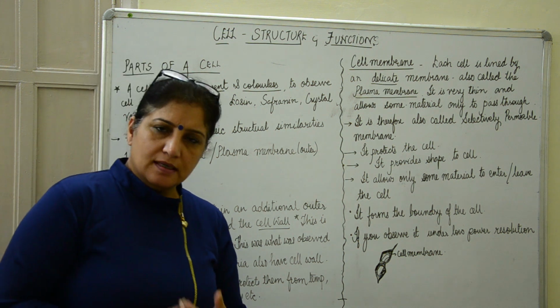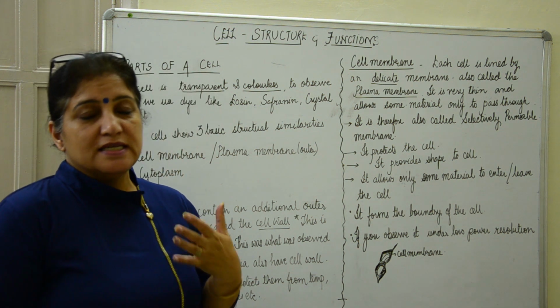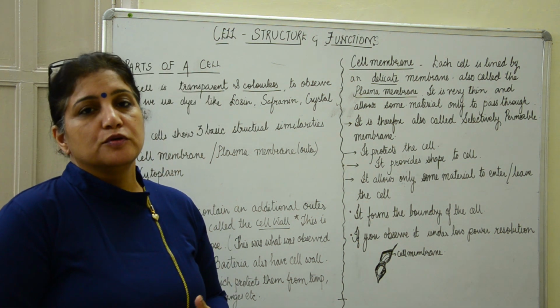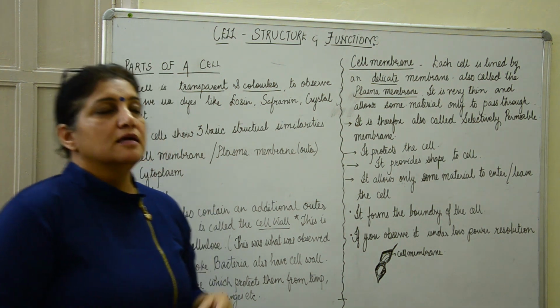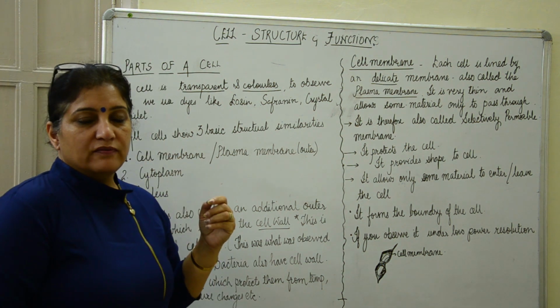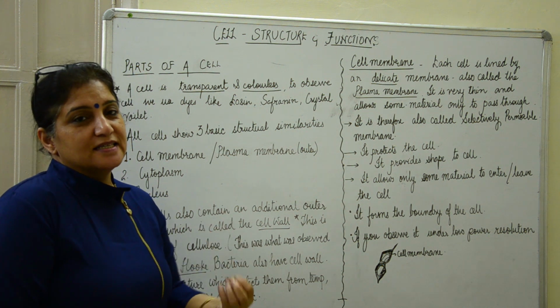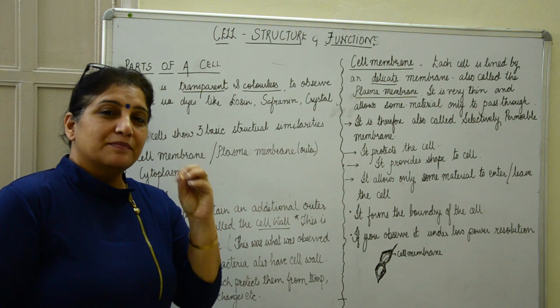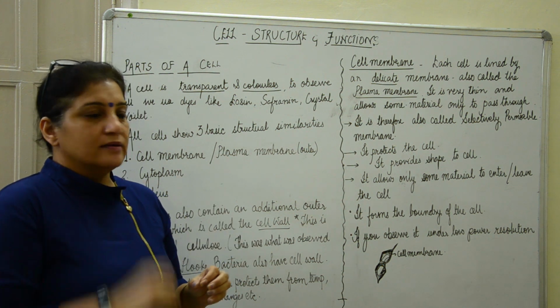Transparent, it is colorless, and if you see it like that under a microscope, you will not be able to see anything. So that is why before we look into what is there inside a cell, we will learn about something which is called staining, how to color a cell.